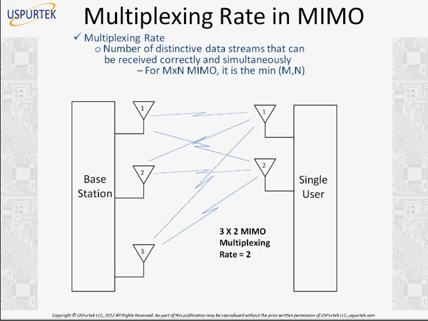So what happens here? You cannot receive more than 2 distinct data streams because there are only 2 antennas on the receiver side, right? So it is a minimum of 2 which matters. Your throughput will be multiplied by 2. So how do you determine your multiplexing rate?